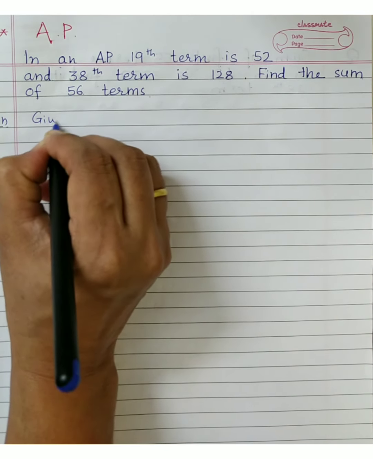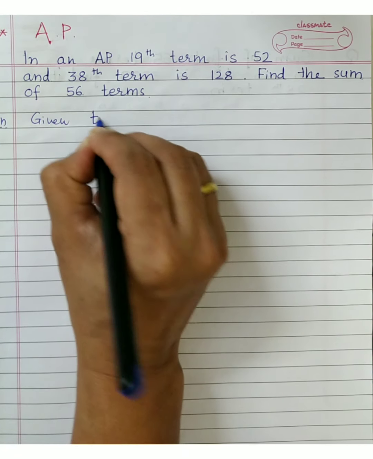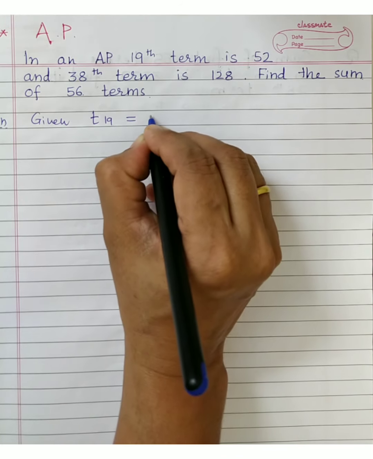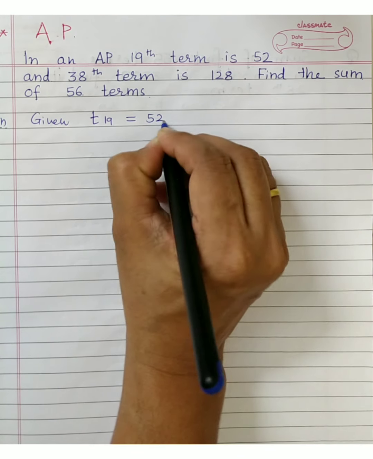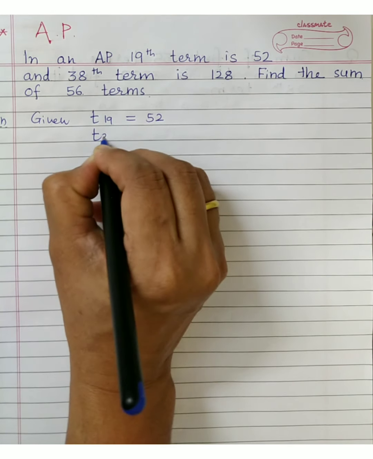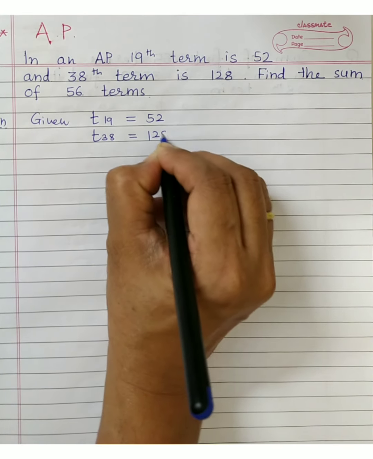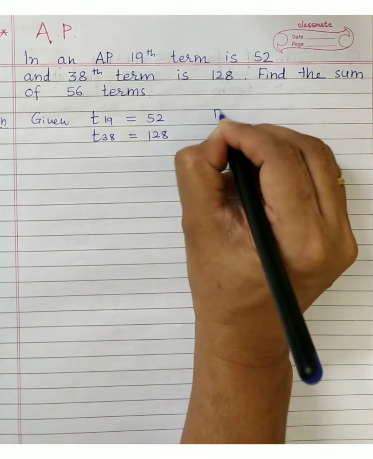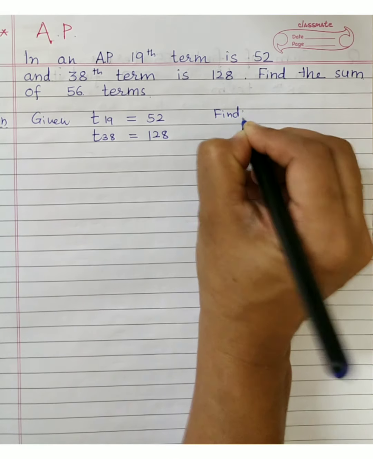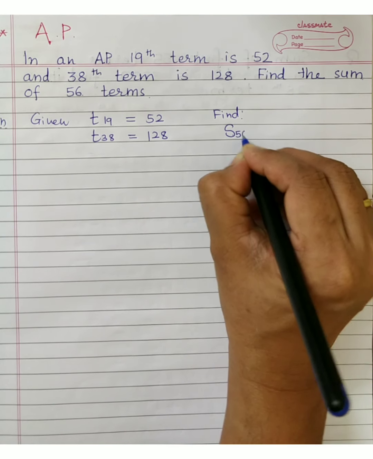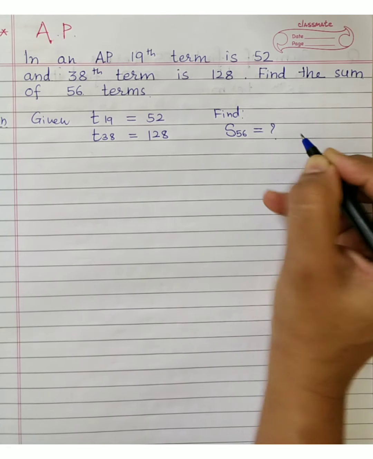What are you given? You are given the 19th term. So how do you denote? T19 is equal to 52. Also, T38 is 128. What you need to find here is the sum of 56 terms. So S56 is to be found.